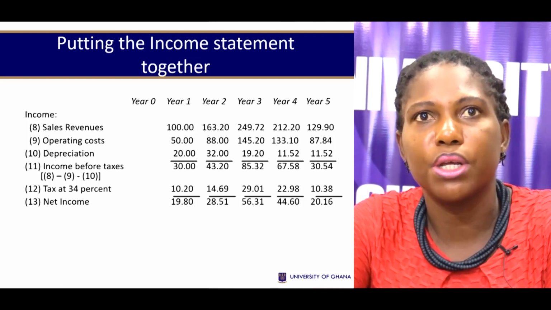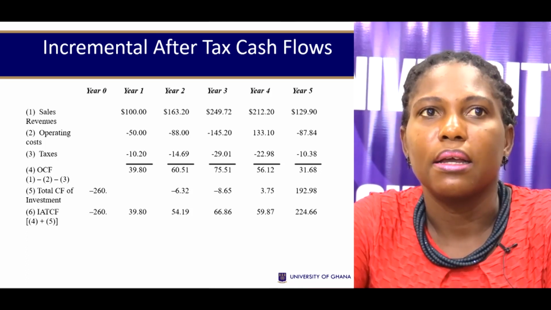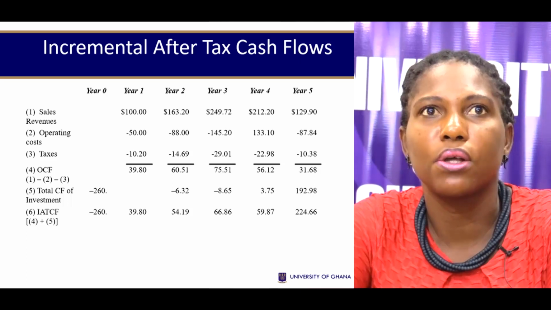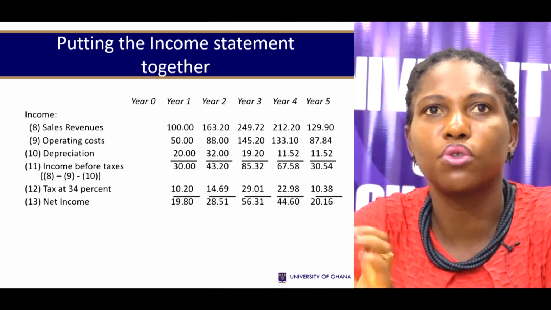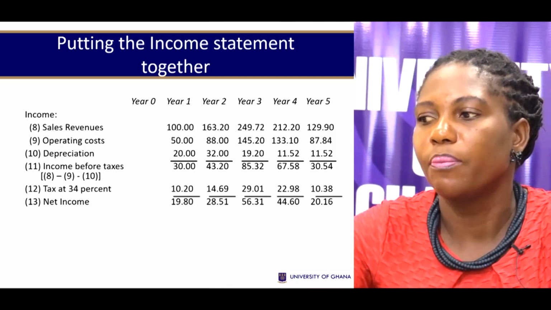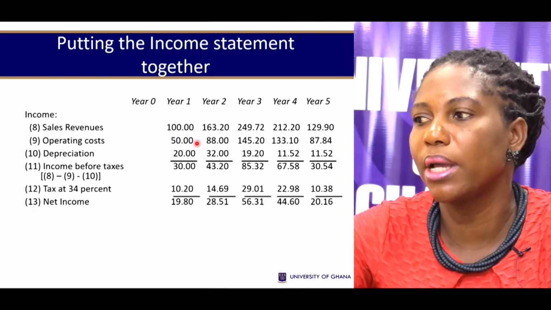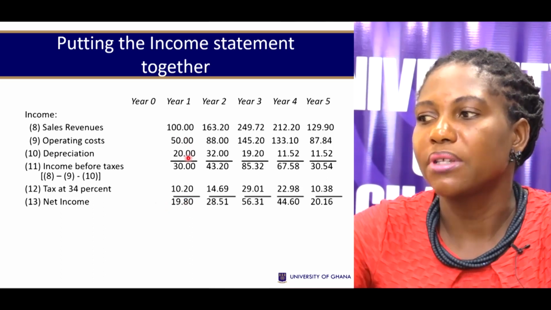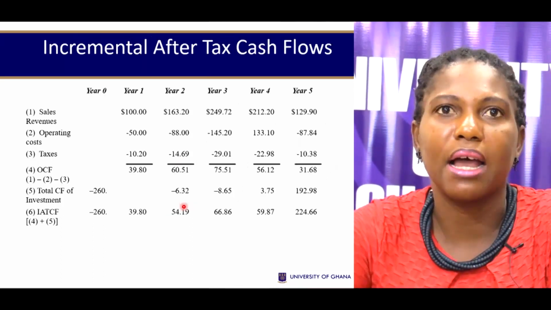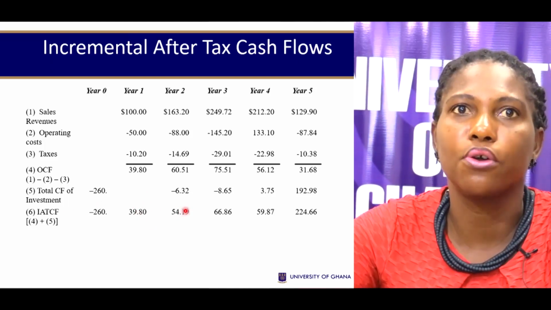Now, once we do that, the next item will be to incorporate the issue of incremental after-tax cash flows. Now, if you look closely, we need to add back depreciation. So if you look at the case where we had depreciation of 20 in year 1 and our net income is 19.8, after we add back depreciation, we arrive at the after-tax cash flows of 39.8, and that's how it goes through adjusting.